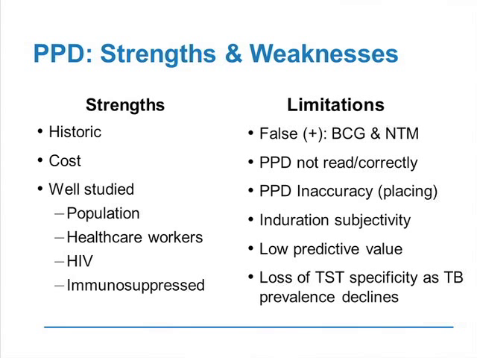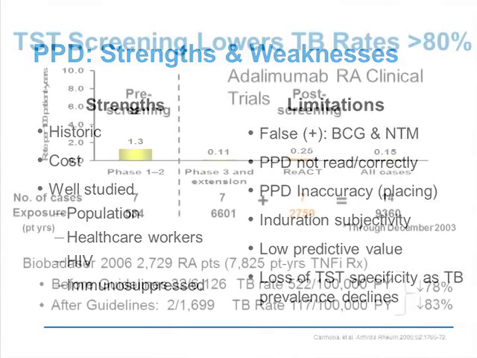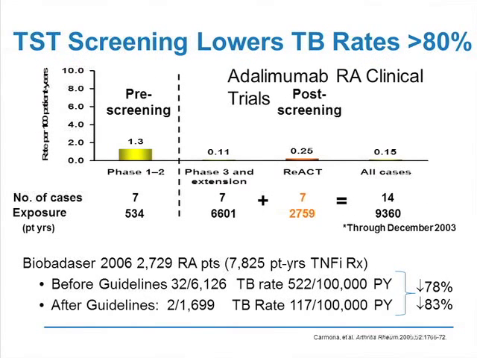Overall, the test has low predictive value, and it seems that there's been a loss of TST specificity as the prevalence of TB has declined in recent years. The important thing would be to demonstrate that TB testing is in fact worthwhile, and here are two examples of that.